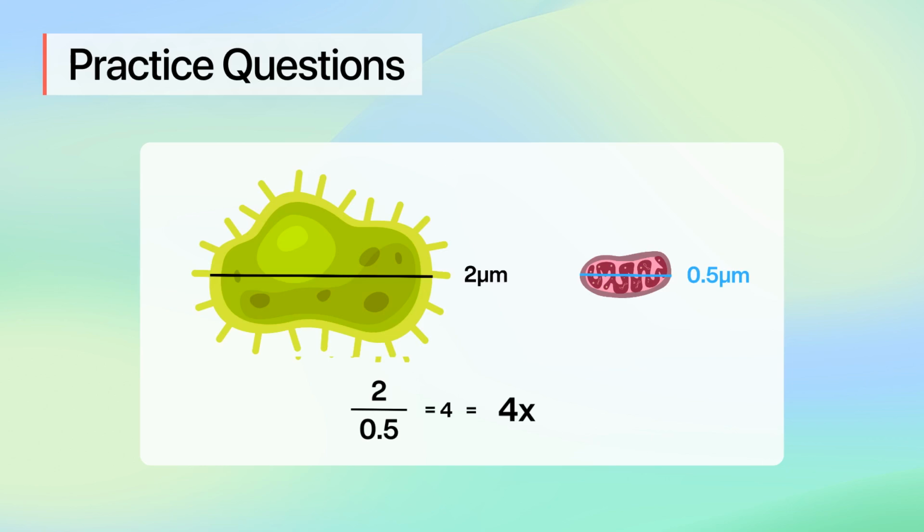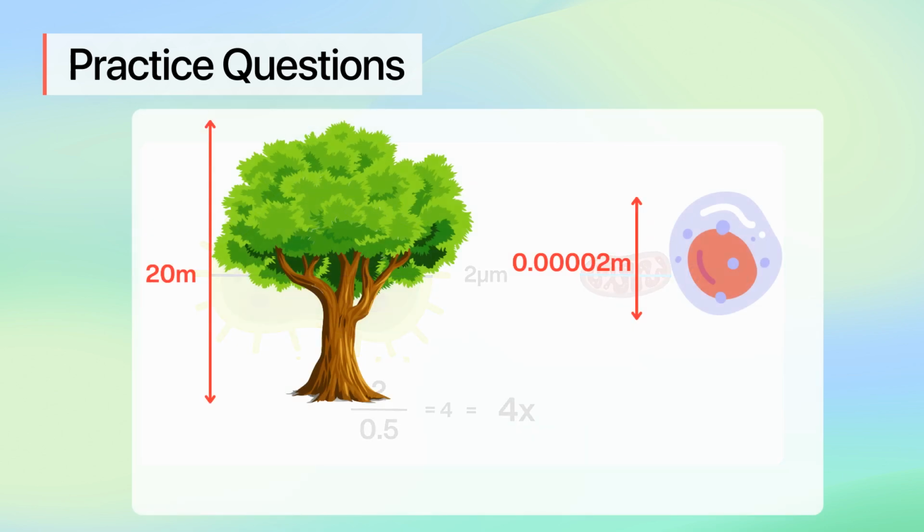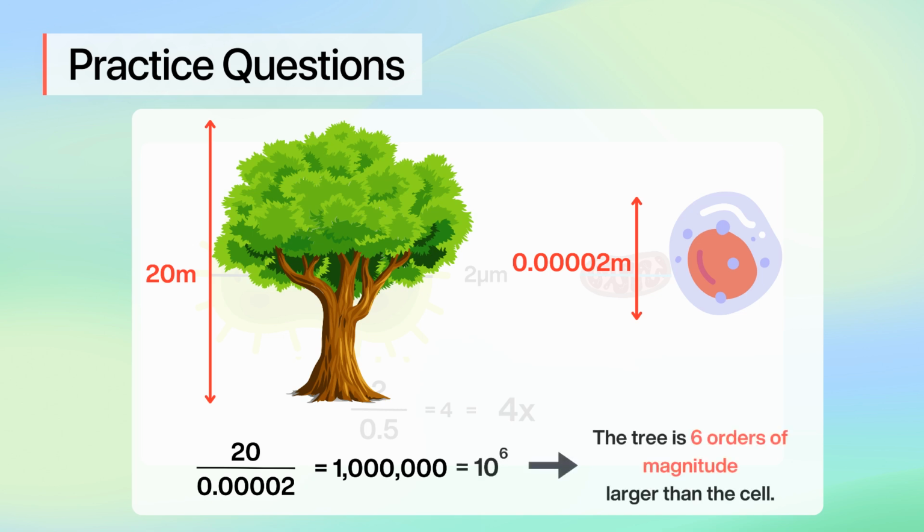Next, let's complete an example question on orders of magnitude. Say we want to find how many orders of magnitude a 20-meter tree is larger than, when compared to a 0.00002 meter cell. To achieve this, we need to divide 20 by 0.00002, which equals 1 million. 1 million can also be written as 10 to the power of 6. It can therefore be stated that the tree is 6 orders of magnitude larger than the cell.